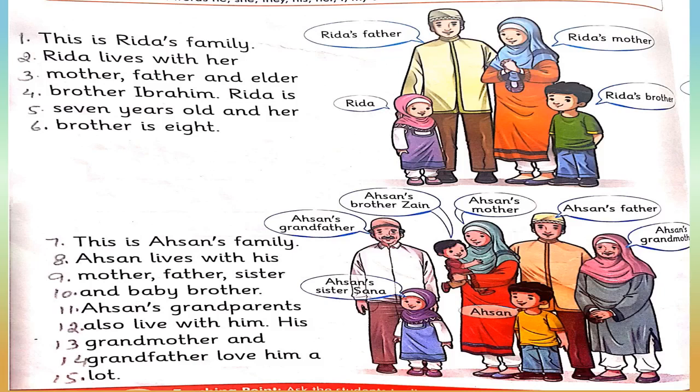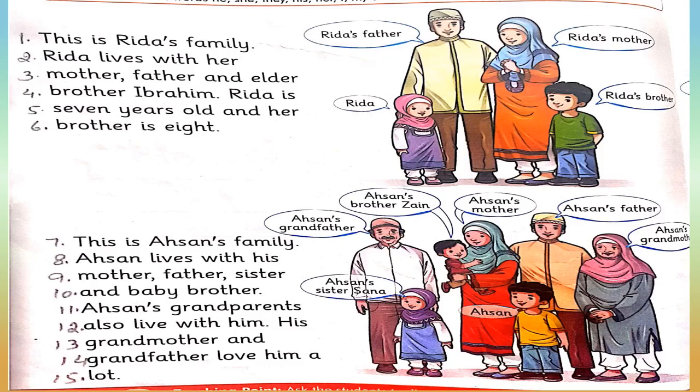Line number 12: also live with him. His grandmother and grandfather love him a lot. Him here means grandfather love Ehsan a lot. Here the sentence starts with the word his. His is a word we use when something belongs to a boy or male.